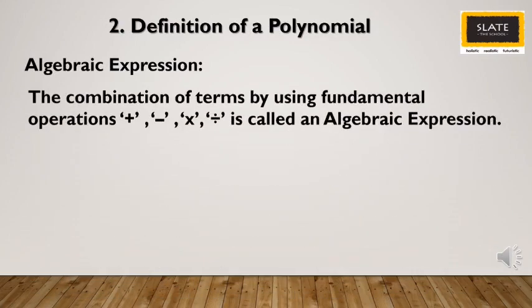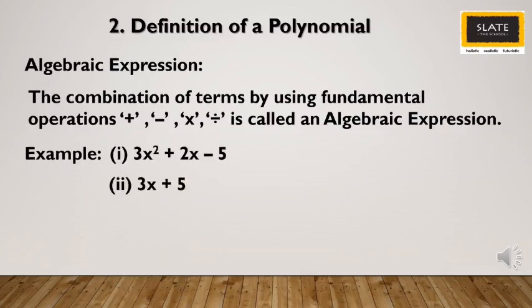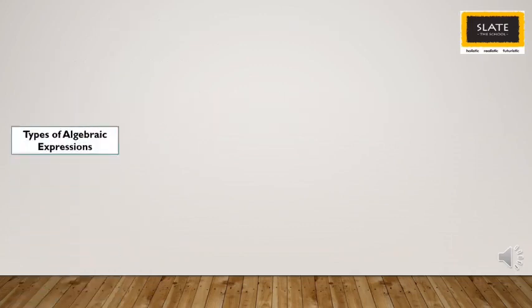The combination of terms by using fundamental operations addition, subtraction, multiplication and division is called an algebraic expression. Example, first one 3x square plus 2x minus 5, second one 3x plus 5, third one 7x cube, and fourth one 5 by x. Now let us see types of algebraic expressions.